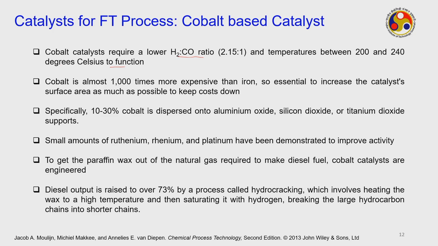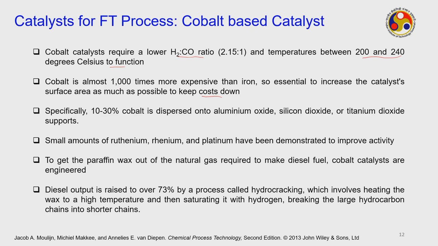Why? Because this particular cobalt catalyst is not able to perform the water gas shift reaction on the syngas. So, that is why you always use a feed which has a higher amount of hydrogen. So, temperature is 200 to 240. But the only issue is cobalt is 1000 times more expensive than iron. So, it is essential to increase the catalyst surface area as much as possible to keep the costs down.